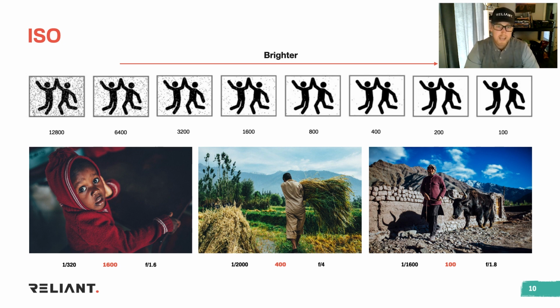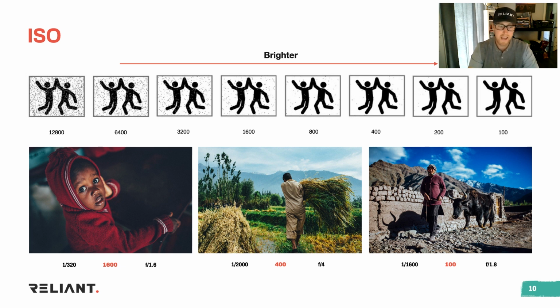All right, let's discuss ISO. If shutter speed is the amount of time the light hits the sensor, and aperture is the amount of light hitting the sensor, then ISO is the sensitivity of the sensor to the light. Let me say that again. ISO is the sensitivity of the sensor to the light. So as you increase your ISO, you will increase your sensor's sensitivity to the light, and the exposure will be brighter. As you decrease your ISO, you will decrease your sensor's sensitivity to the light, and the exposure will be darker.